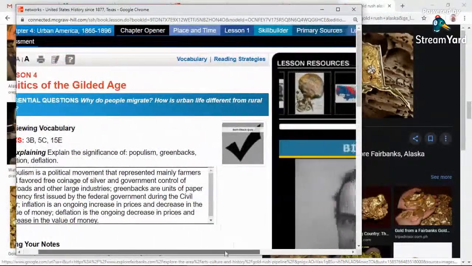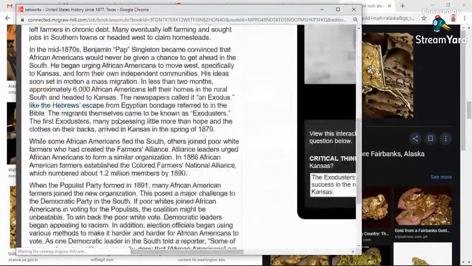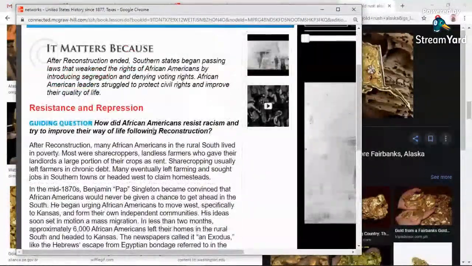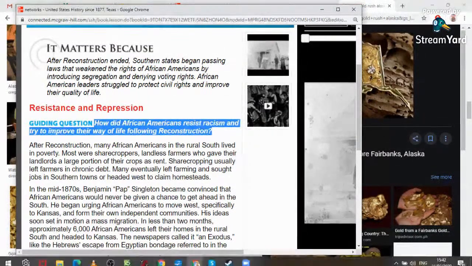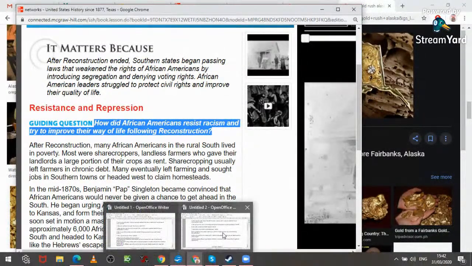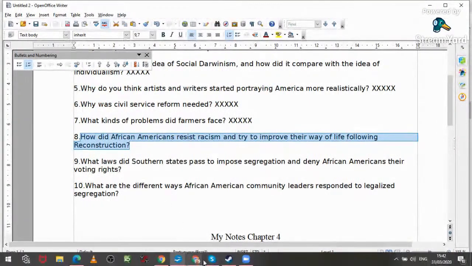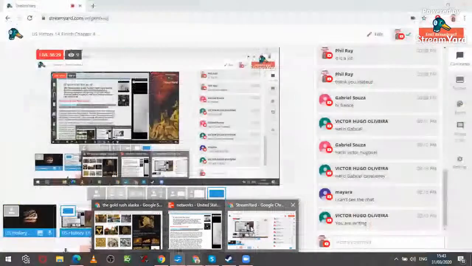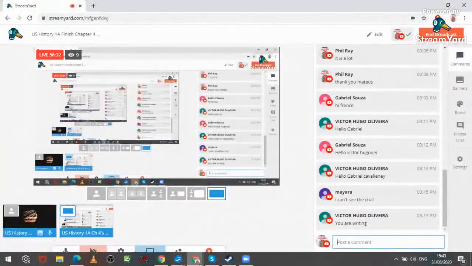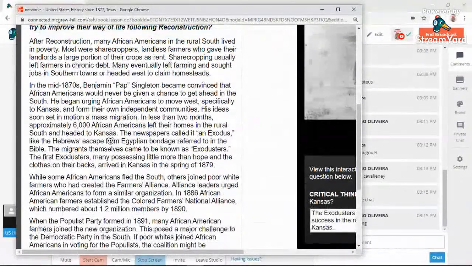Let's move ahead to the final lesson in chapter 4. This is a long chapter, guys. Let's see, not too many pages. How did African Americans resist racism and try to improve their way of life after Reconstruction? I believe that's going to answer question number 8. Let's pay attention here and see what is the reason for this.